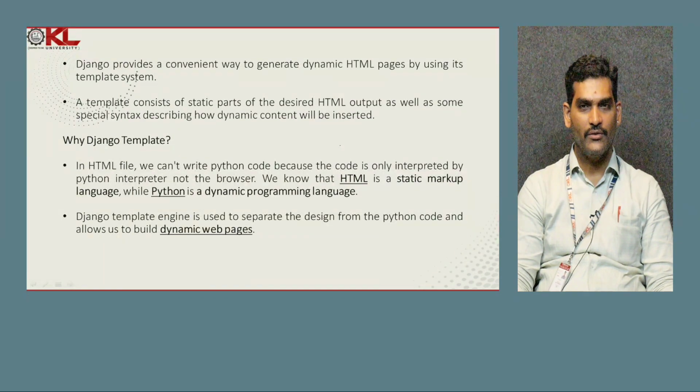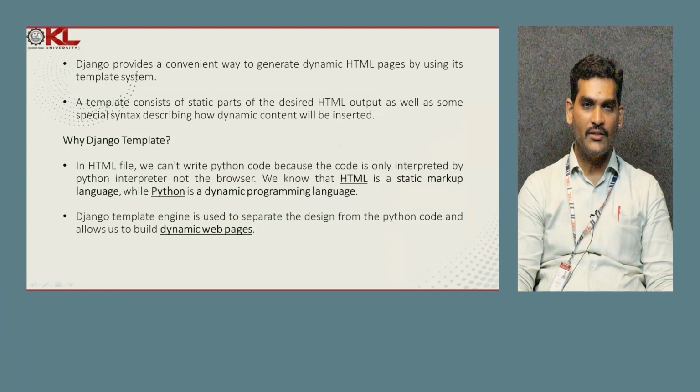This provides a convenient way to generate dynamic HTML pages by using its template system. A template consists of the static parts of the desired HTML output as well as some specific syntax describing how dynamic content will be inserted. In which way we are going to display it, everything will be maintained in the HTML pages. If we want to use CSS files, we can use them. If you want to use some images or videos in the web page, we can use those media files also in our Django project.